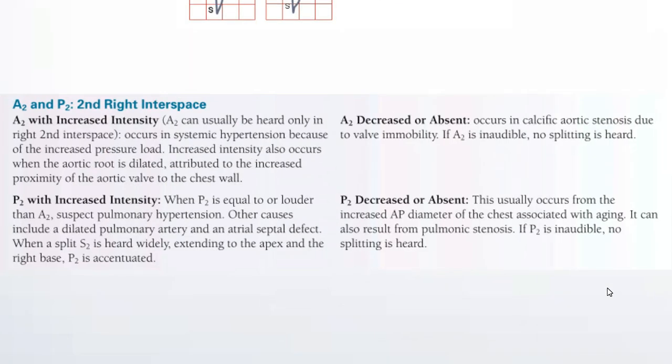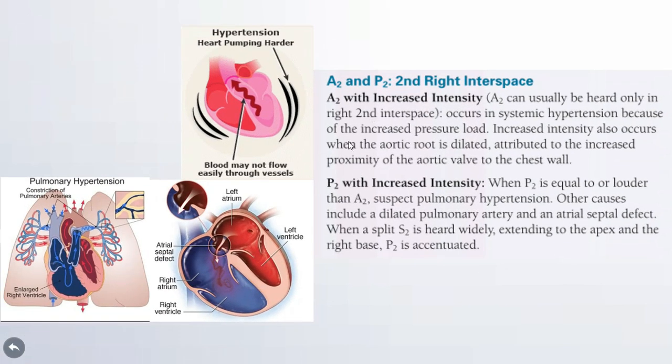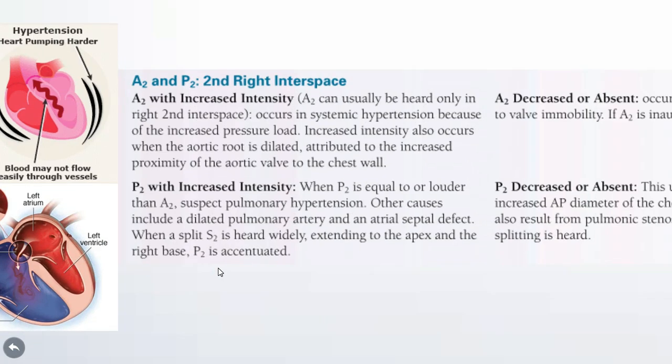Okay, how about the sounds of A2 and P2? They can be either increased, decreased, or absent. For the A2, increased intensity can be present in a patient with hypertension, while the pulmonic component can have increased intensity, or be equal to or louder than A2, if you suspect pulmonary hypertension or the presence of an atrial septal defect.